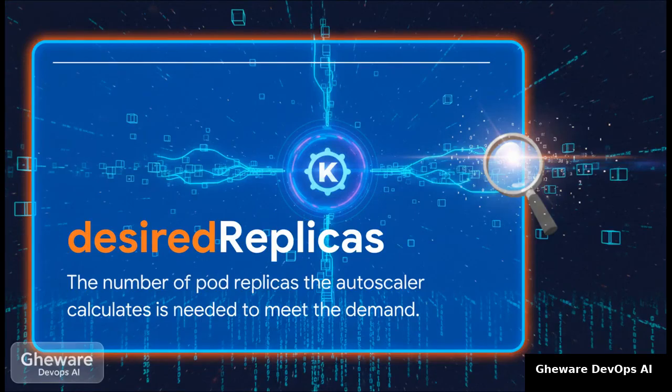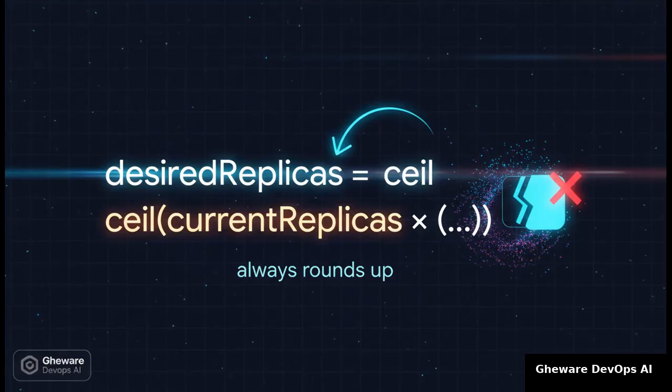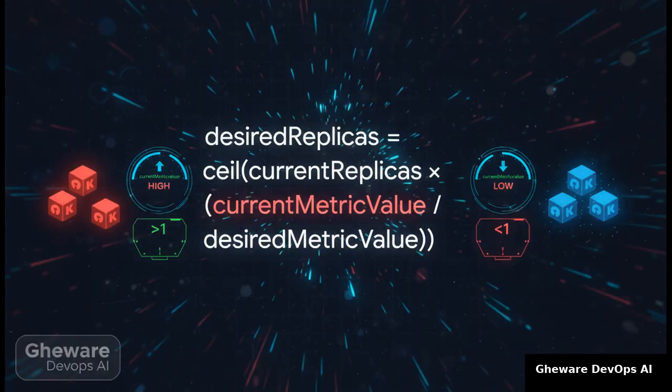The HPA's entire job is to figure out just one number. What is the desired number of replicas? And believe it or not, the formula is surprisingly simple. It all starts with the number of pods you're running right now, and then it multiplies that by a special ratio. And that ceil function you see, that just means it always rounds up to the next whole number. Because you can't have half a pod running. And boom, here's the whole thing.